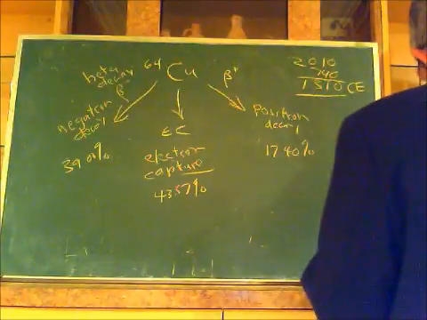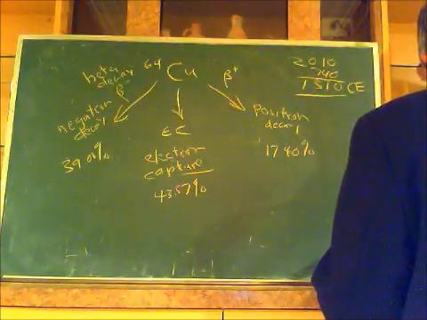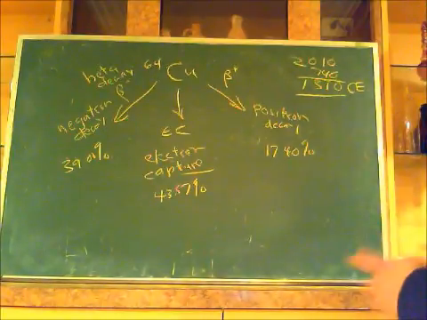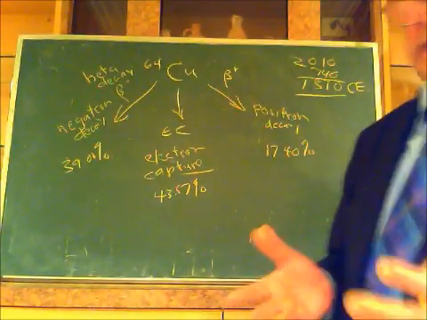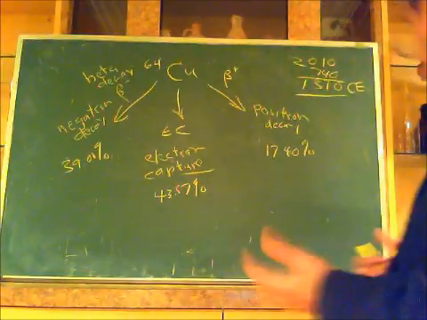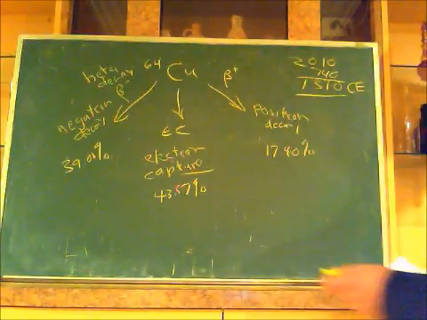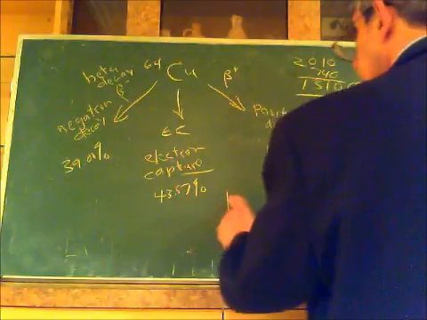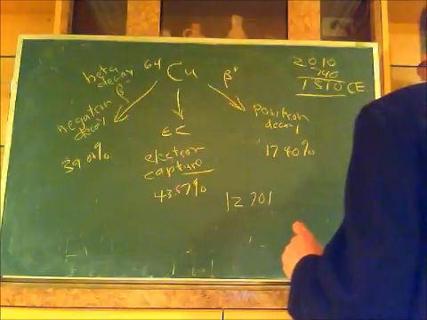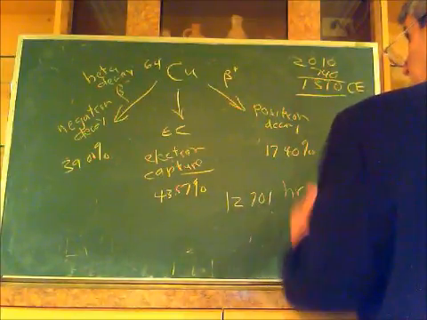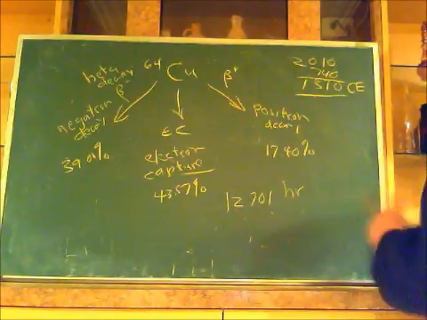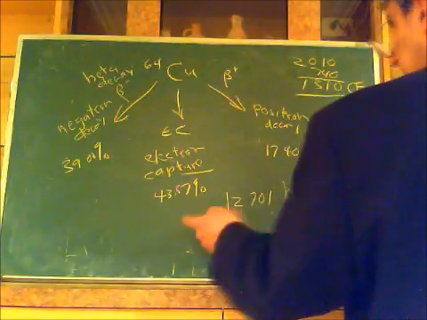But if we want to find the partial half-lives, the partial half-lives are always longer than the true half-lives. It's almost like a misnomer calling it a partial half-life, because partial sounds like it should be smaller, but it's really a bigger number. So the number that we got doing the math was 12.701 hours. But that was something that we got for the overall actual half-life.